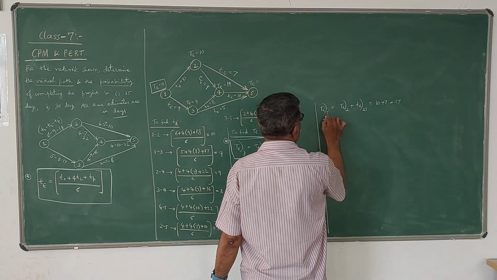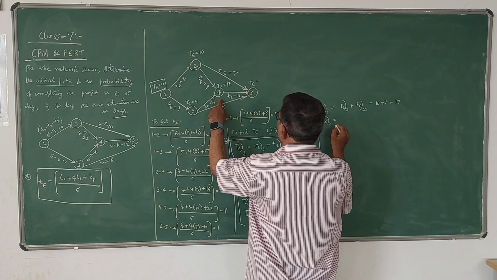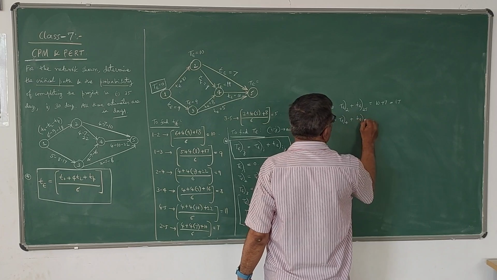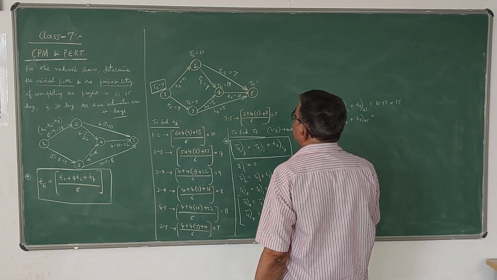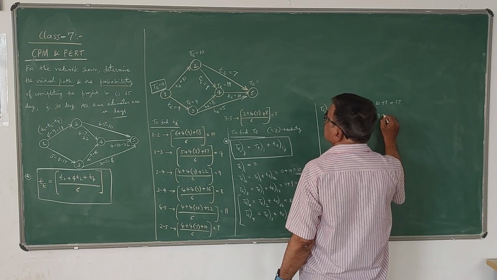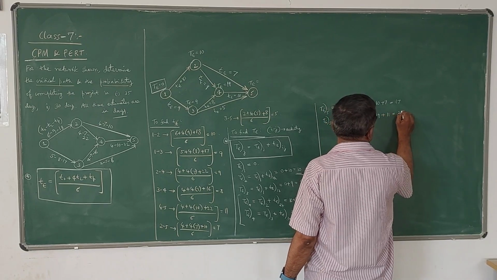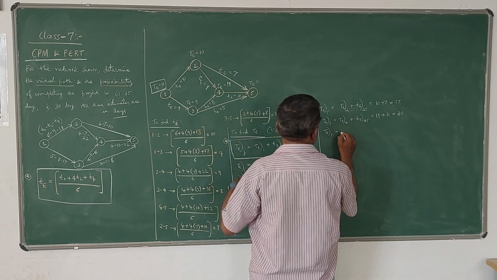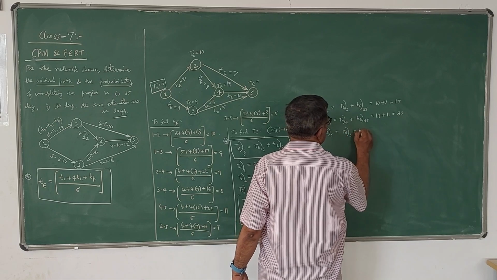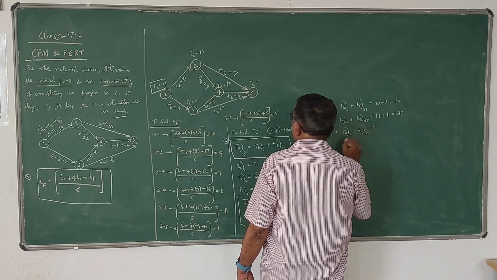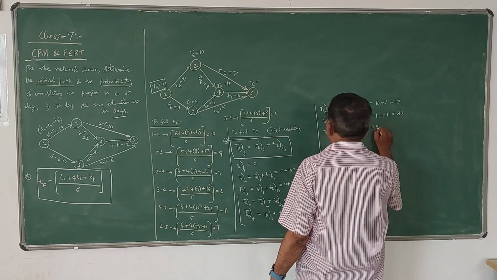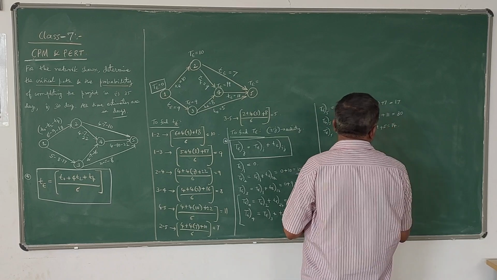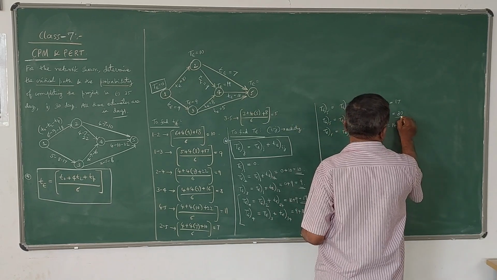Next, TE5 can also be found out using this, coming from 4 also. So TE4 plus small TE45. So TE4 is 19 plus TE45 is 11, so 30. Next, TE5 can also be found out using the last one, that is TE3 plus small TE35. TE3 is 9 plus 5, 14. So among these three, the maximum value is 30.